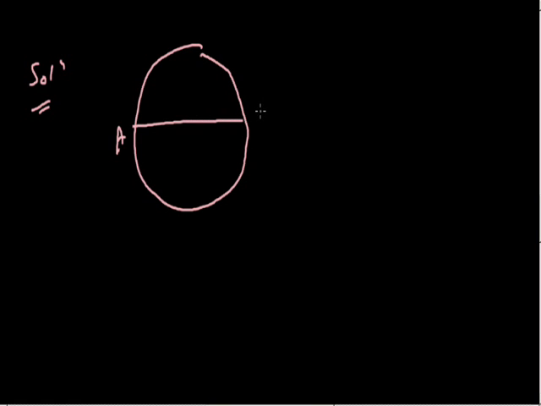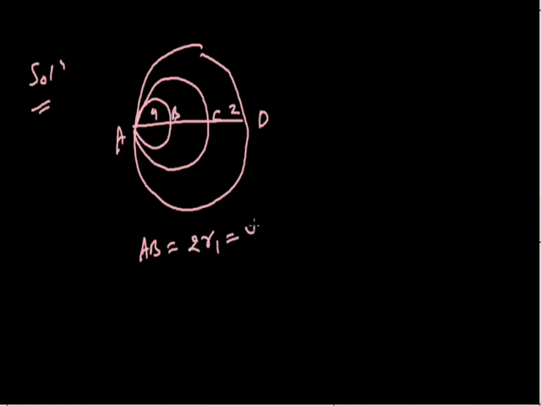Solution. Now it is given that there is a big circle with AD as the diameter, and we have two more circles which are passing through A. This point is P and this is BC, and it is given that AB equals 4 units and CD equals 2 units. Let AB equal twice R1, which equals 4. Let's say R1 equals 2.